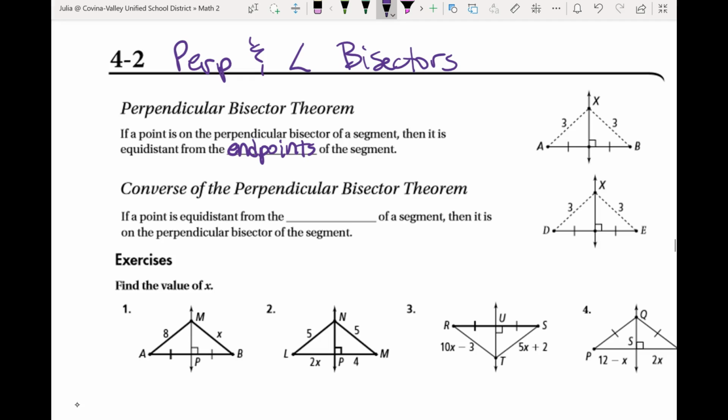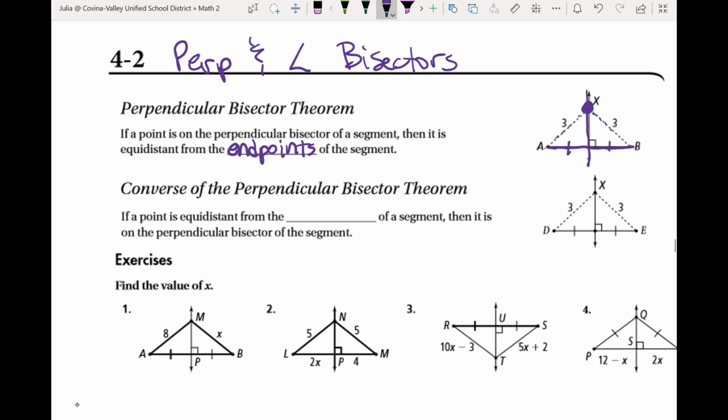But notice here, when you have this segment right here, and it's bisected at a right angle, what they're saying is that any point along this line, along that bisector, will be the same distance to this side as it is to this side. Essentially, you're creating two congruent triangles right there. So, this part is easier than yesterday. It's just a matter of identifying which equation you can make.